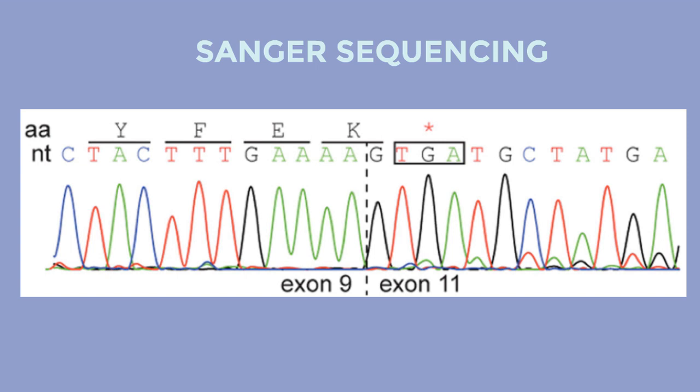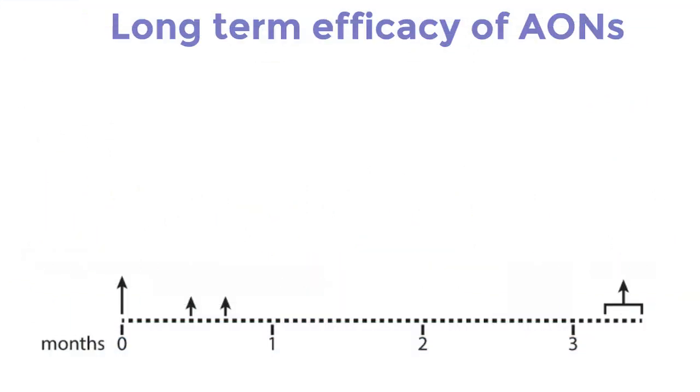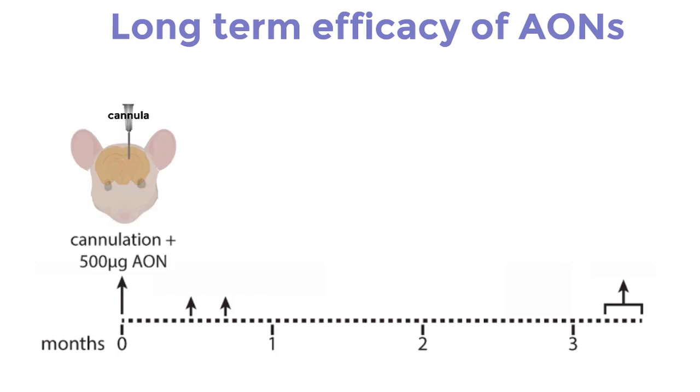To find out whether the AONs are effective for a long term in the mouse brain, 27 mice were cannulated and injected with 500 micrograms of AON 10.4, at 2.5 months of age. An additional 250 micrograms was given following that on week 2 and week 3 after surgery, resulting in a total of 1 mg antisense oligonucleotide per mouse model. The mice were then sacrificed 3.5 months after surgery.